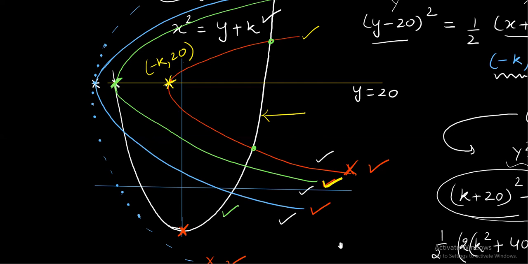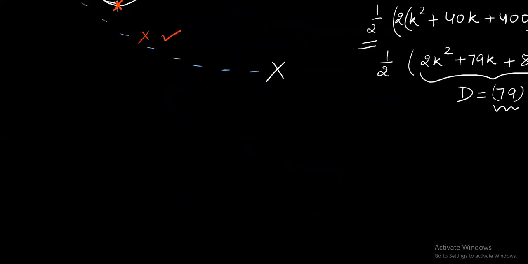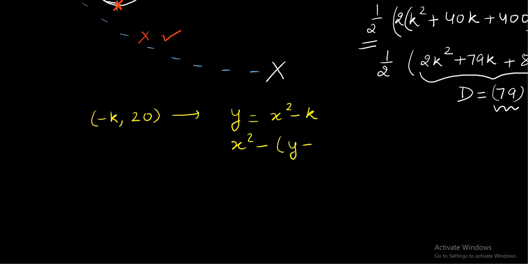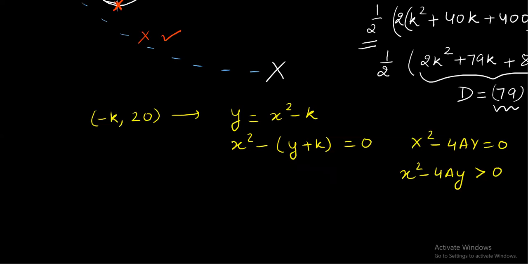So I said, okay, now let us go ahead and check for the calculation. What we have to do is, now the vertex that you are getting is minus k, 20. It must lie outside which parabola? So the parabola is y is equals to x square minus k. Or you can write it as x square minus y plus k equals to 0. Ab dekho horizontal parabola hai toh how you are going to say that the point is outside the parabola? If you compare it with x square minus 4ay equals to 0, then for the point to be outside the parabola, we get the condition x square minus 4ay should be greater than 0. This has to be greater than 0.